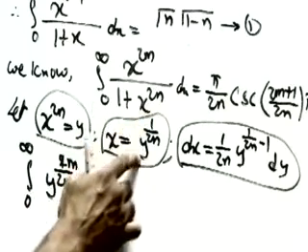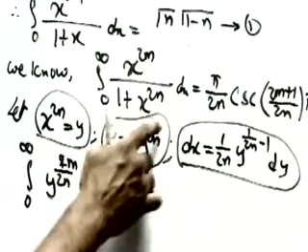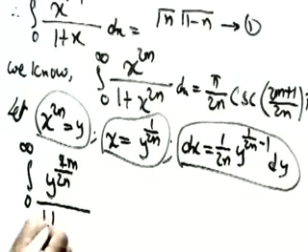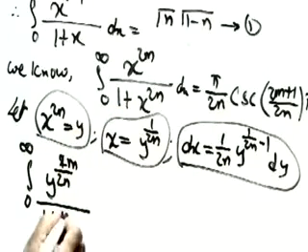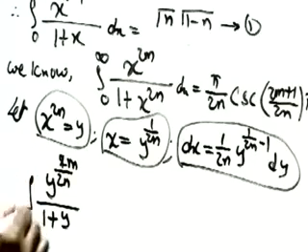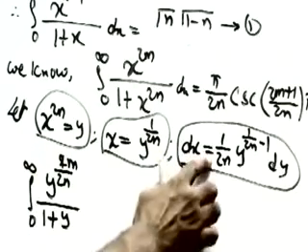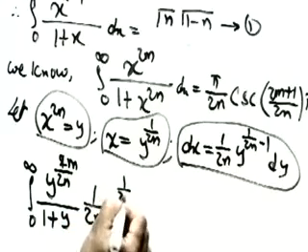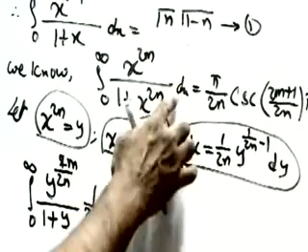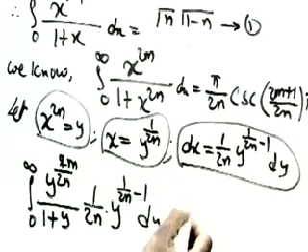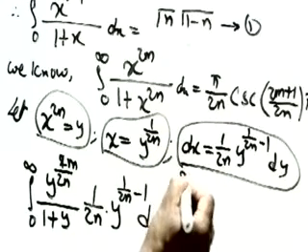So this x power 2m is y power 1 by 2n, which is x, whole power 2m, so 2m will come here, divided by 1 plus x power 2n, which we have taken as y. And what is dx here? The dx changes to 1 by 2n into y power 1 by 2n minus 1 dy. You write this as it is.